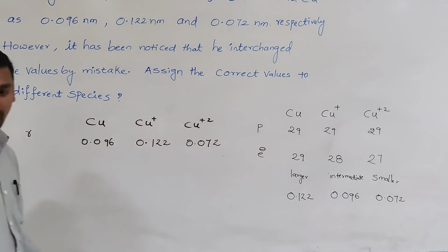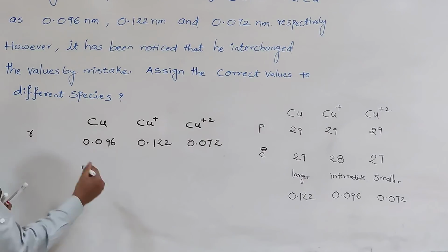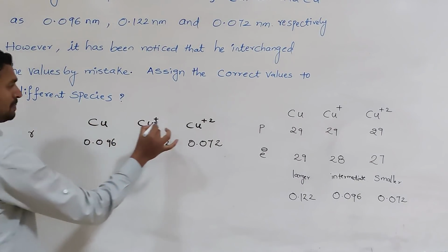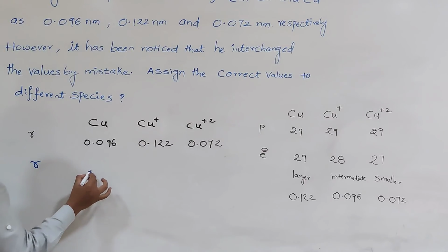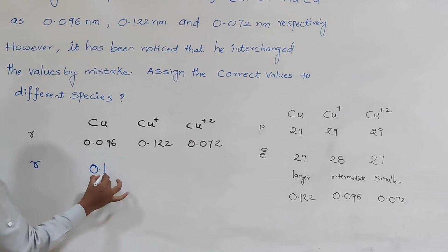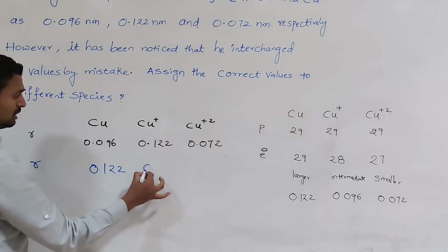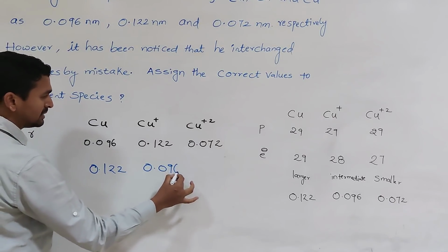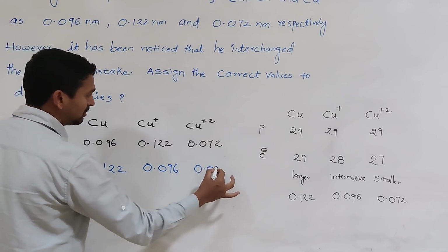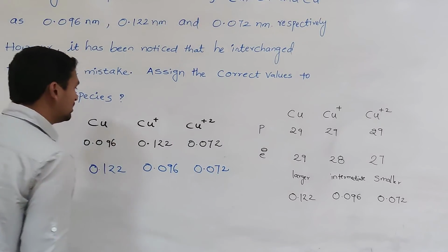0.096. So that's why the correct values for the radii of copper plus and copper plus 2 are: this is copper, 0.122, 0.096 here, and 0.072. So where did he make the mistake?